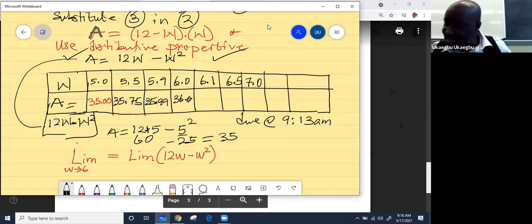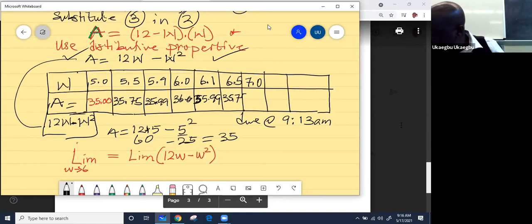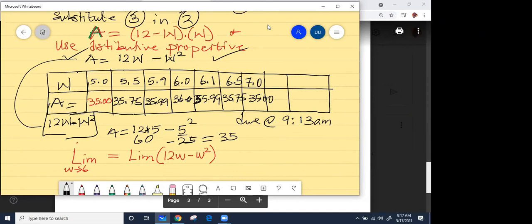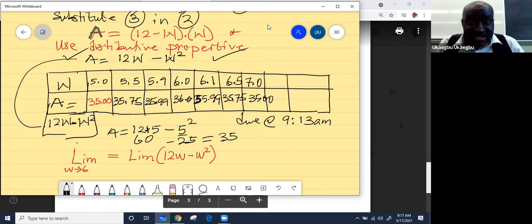So now let's fill in the rest of it. The rest of it is 35.99. The other one is 35.75. And then the last one is 35.00. So now look at what we just did. Look at the values. Here's the question: did we get exactly the same area for all of them? No, but there were similar ones. So we did not get exactly the same area.